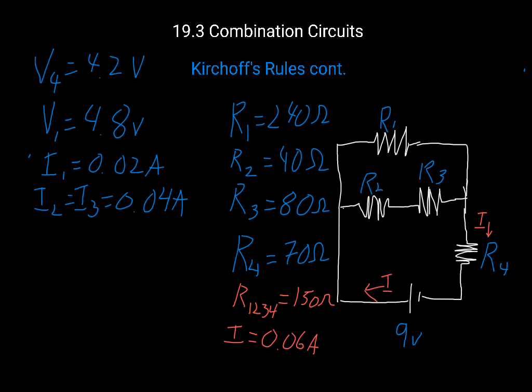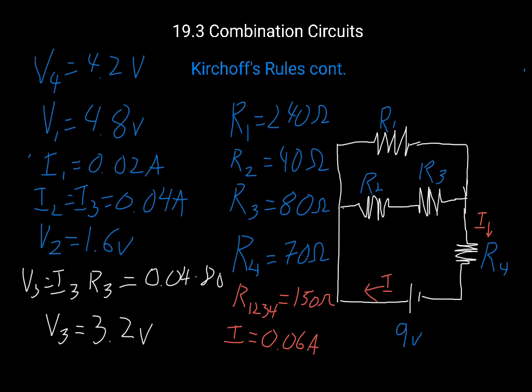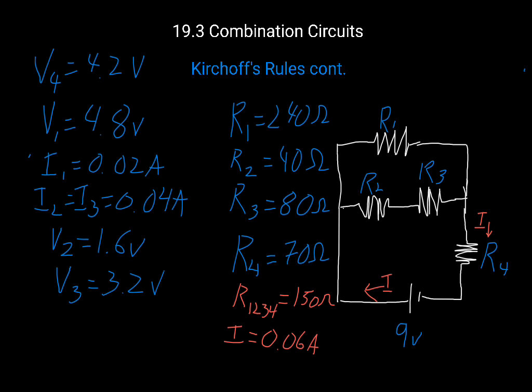Using Ohm's law, we can figure out the voltage drop across R2. We work that out and we see that it is 1.6. Doing a similar calculation, we can figure out that V3 is 3.2 volts. Now when we look at this, we can see this is not only consistent with Kirchhoff's law, but also consistent with what we've learned about parallel circuits.